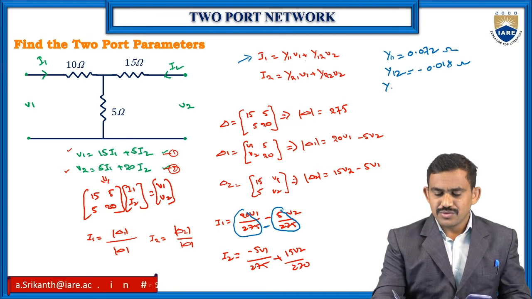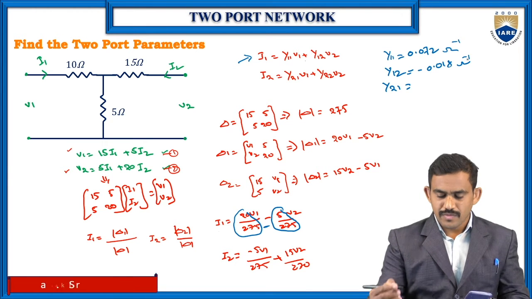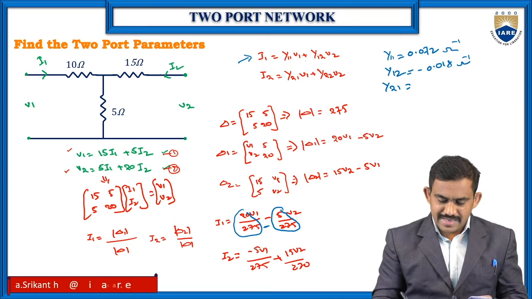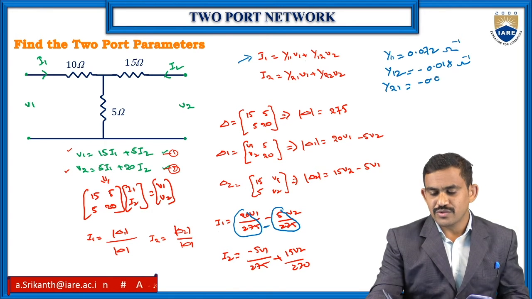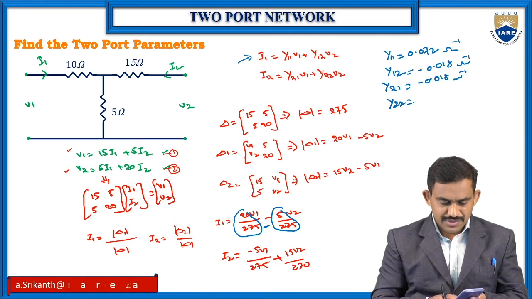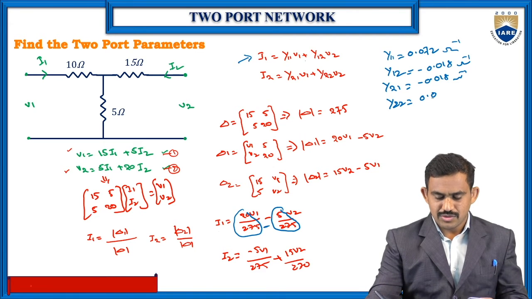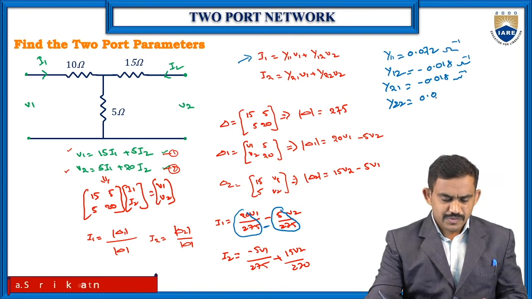Okay, and Y21 value is the same, minus 0.018. Okay, and Y22 value is 15 by 275. The value is 0.054.